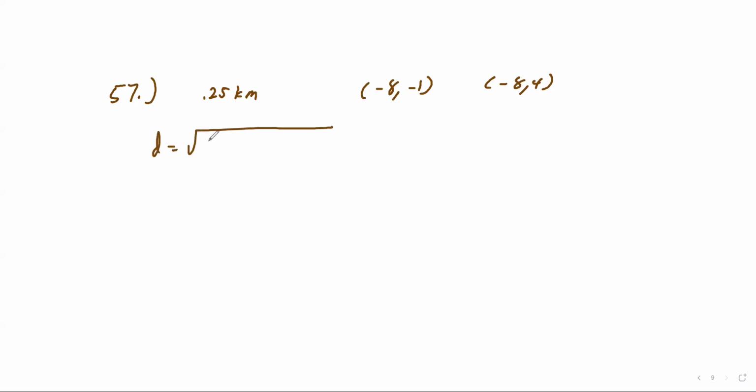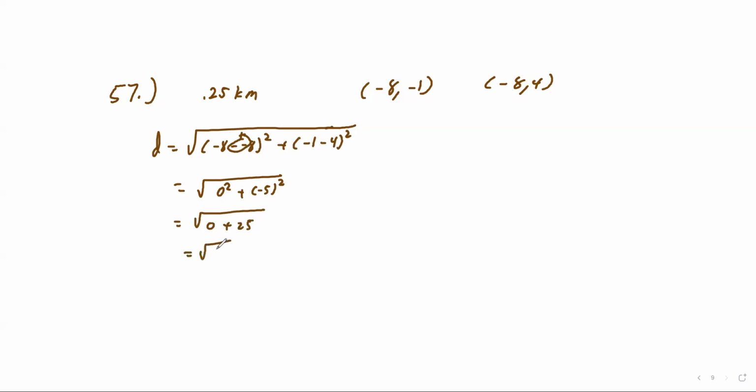So again, I'm gonna take the difference. So it's gonna be -8 minus -8 squared plus -1 minus 4 squared. So this is a positive. So a -8 plus an 8 is 0. So this would be 0 squared. -1 minus 4 would be -5 squared. So then I would get 0 plus 25, which is just square root of 25, which is just 5.